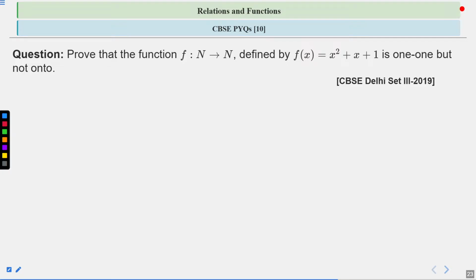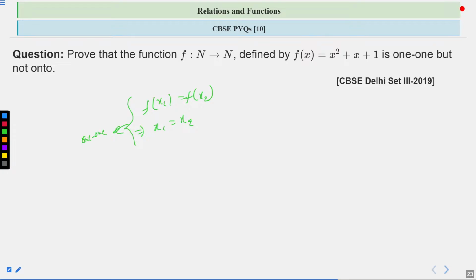And it was asked in CBSE Delhi Set 3 in the year 2019. So again we can try to apply the conditions of one-one and onto. What can be the condition of one-one? f(x) is given, so for x1 and x2 we can write f(x1) = f(x2). If this condition is satisfied, then x1 should be equal to x2. Then only we can say that the function is a one-one function.